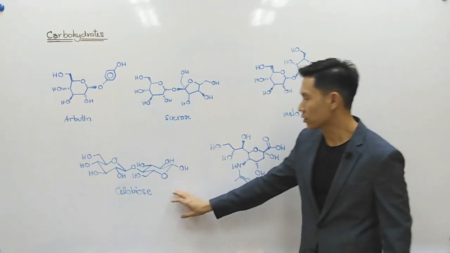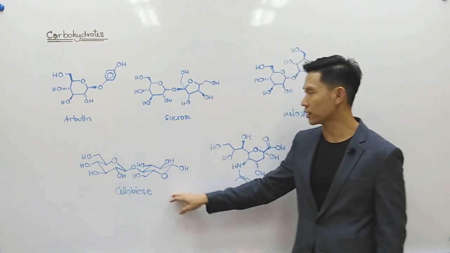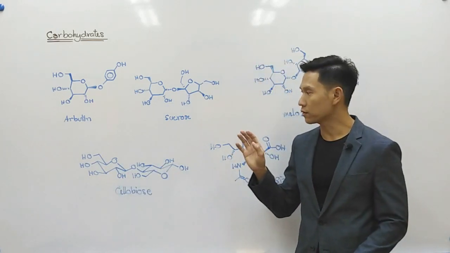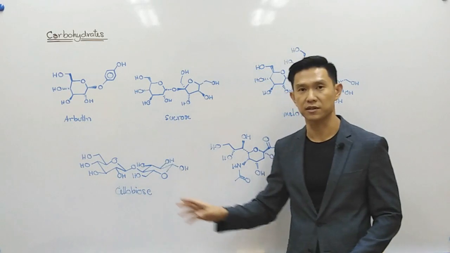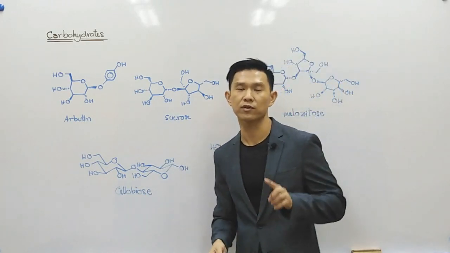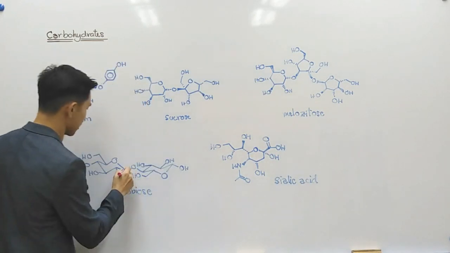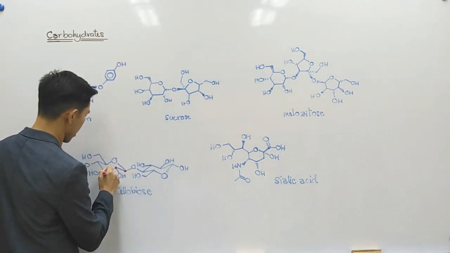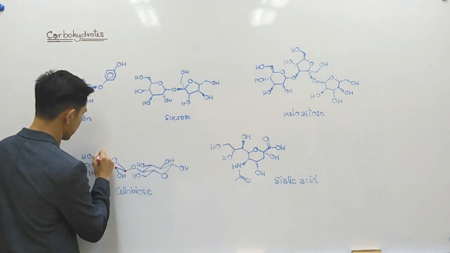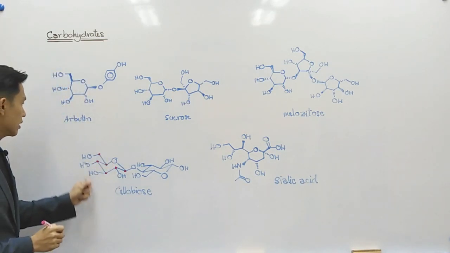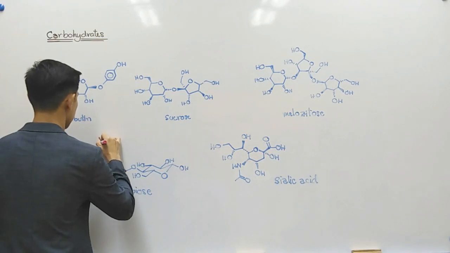Now, going to look at the cellobiose, there are 2 subunits, left and right. I will look at the left-hand side structure first. First of all, you have to count the number of carbons. As you can see, we have carbon number 1, 2, 3, 4, 5, 6. So you have 6 carbons. So obviously, this one is a hexose.